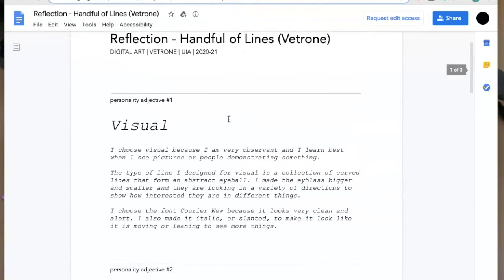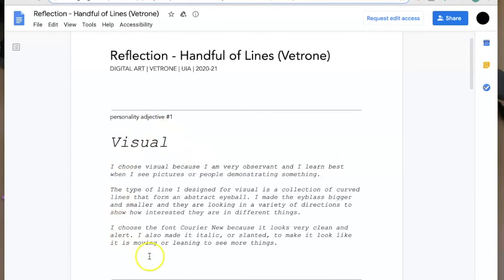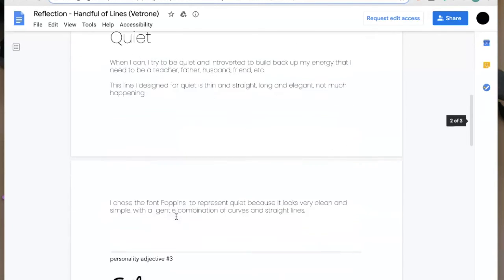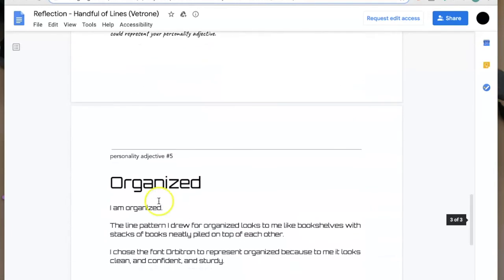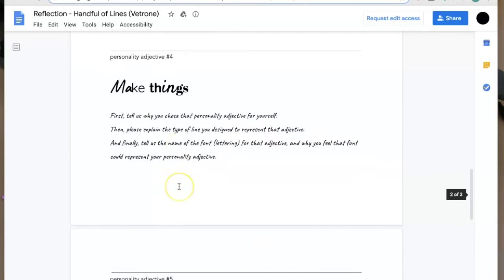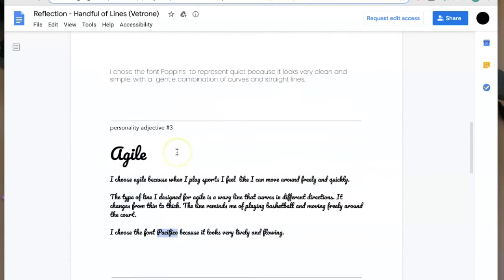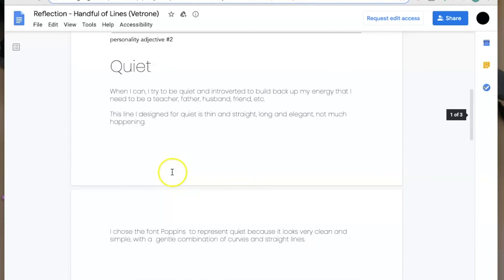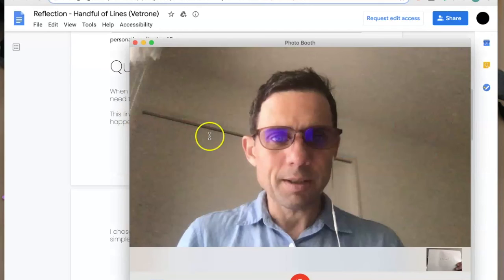So this is what it's going to kind of look like at the end. Five different paragraphs of three sentences, all in different fonts. The fonts represent the line, because fonts are kind of like lines. We're studying lines. So these are like straight lines. These are lines all over the place. These are flowing lines. These are really thin and elegant lines. Okay, I hope that makes sense. Let me know if it doesn't, okay?